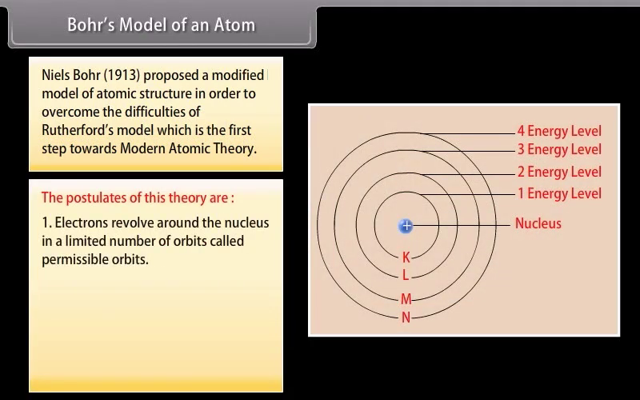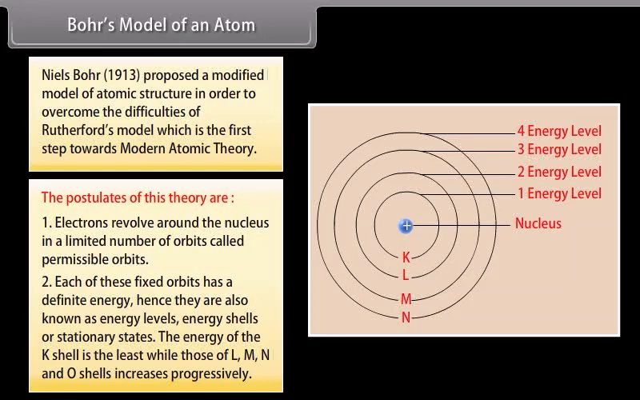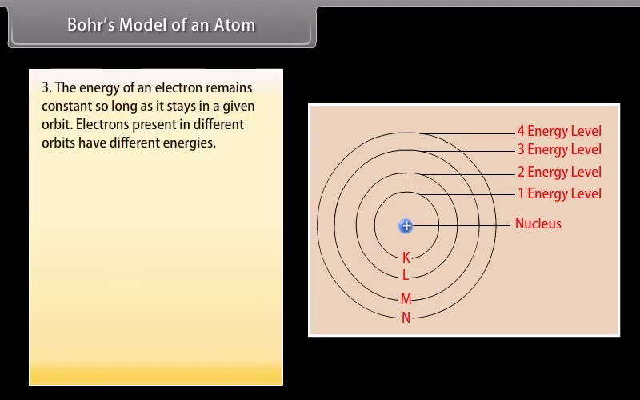Electrons revolve around the nucleus in a limited number of orbits called permissible orbits. 2. Each of these fixed orbits has a definite energy, hence they are also known as energy levels, energy shells, or stationary states. The energy of the K shell is the least, while those of L, M, N, and O shells increase progressively. 3. The energy of an electron remains constant so long as it stays in a given orbit.